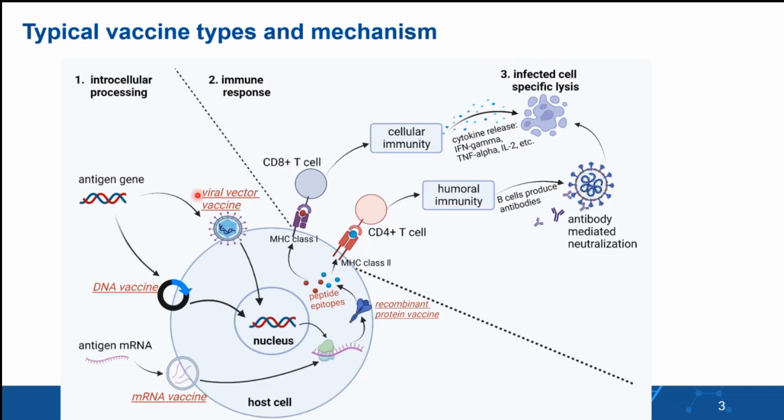And we can see here it's more clear, like different types of vaccine, including viral vector vaccine, DNA vaccine, mRNA vaccine, and recombinant protein vaccine here. And also we have peptide protein or peptide vaccines. Okay.